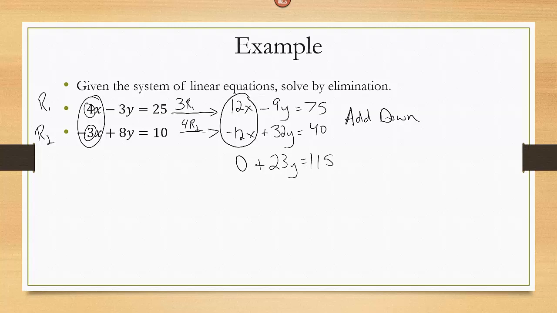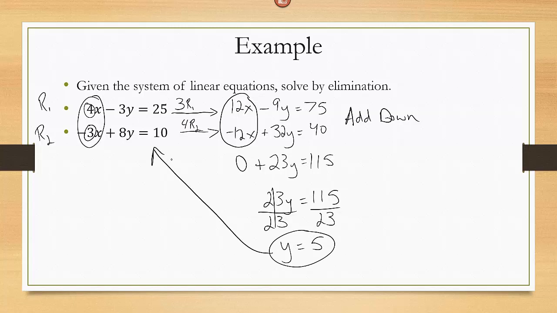So now let's bring everything down. We got 23y equals 115. So now we have 23 times y. We want to get y by itself, so the opposite of multiplication is division, so divide both sides by 23. And now we have, this cancels, and y equals 115 divided by 23 is 5. So y equals 5. So now let's plug this 5 back into one of our equations. I'm just going to choose the first one.